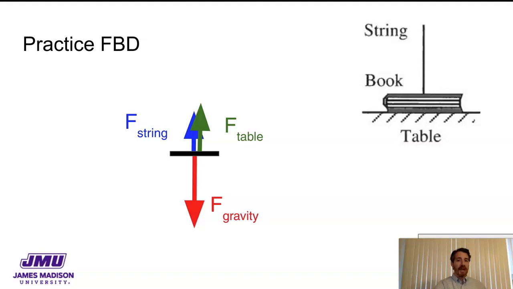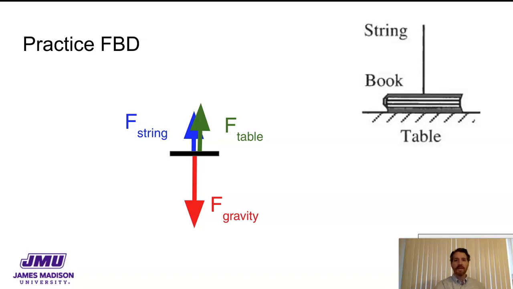I drew that one last because how strong the normal force is depends on how strong the force of the string is. The two of them together should add up to an upward force that is as strong as the downward force of gravity. They should, because I know that the net force on this book is 0 because the book's not moving, so it must have 0 delta V.